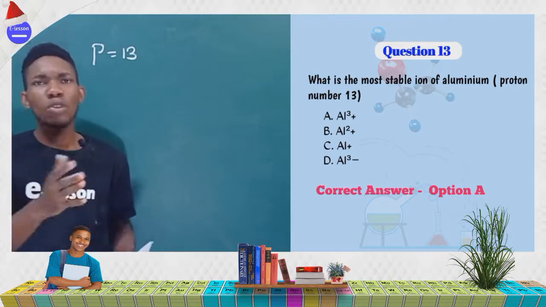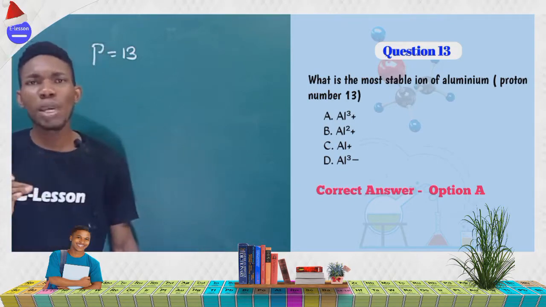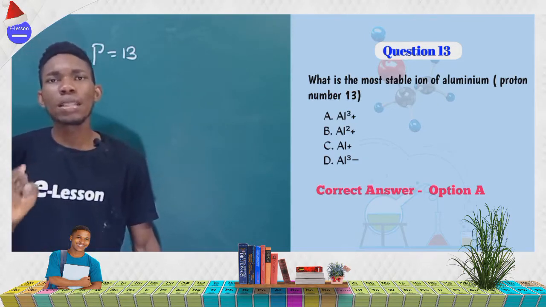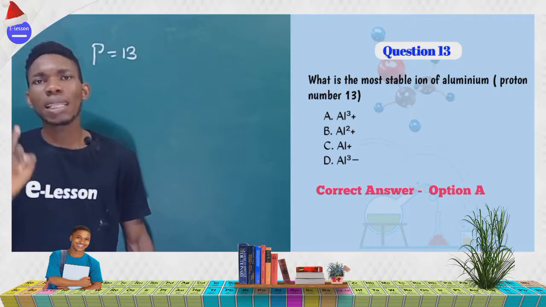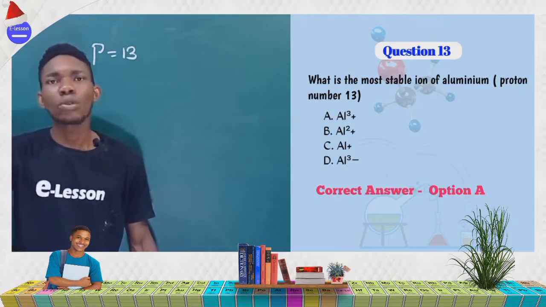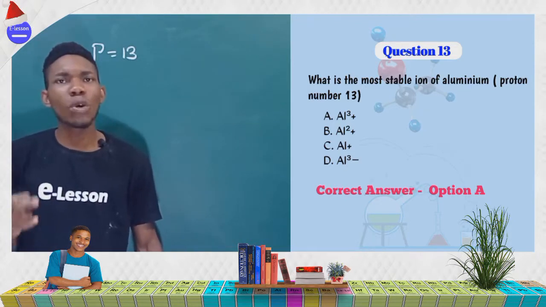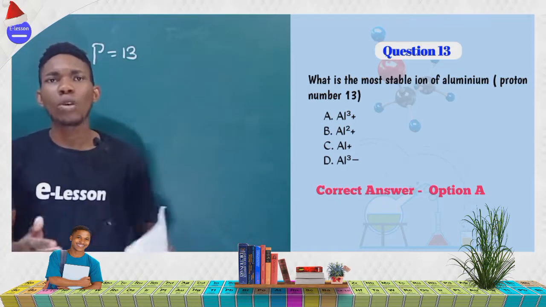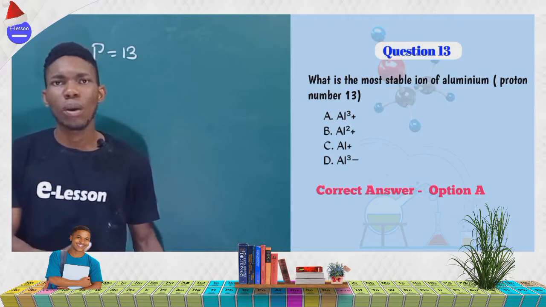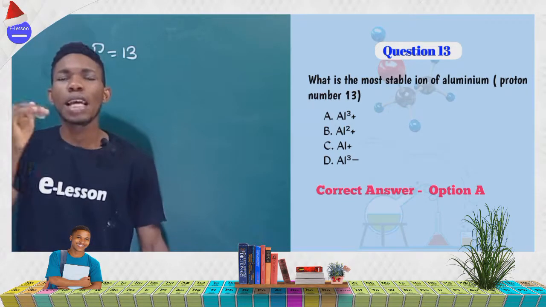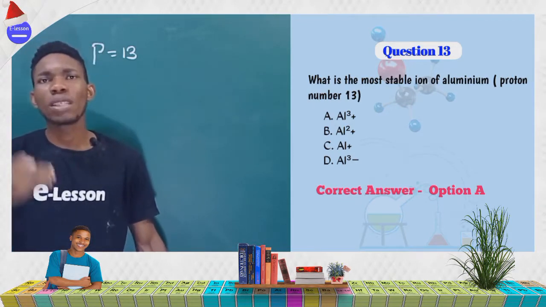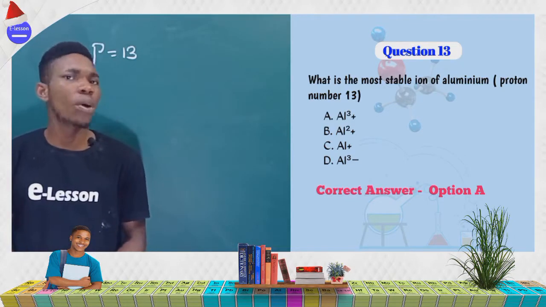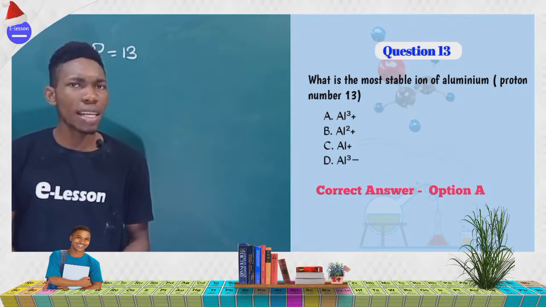If you've watched episode 1 and 2, you agree with me that I said that the most stable ion of any atom is the number of electrons that ion must give out or receive to get to a noble gas configuration, or to obtain an octet structure. The number of electrons that an atom must give out or receive to gain octet is the most stable ion. Are we getting it now?